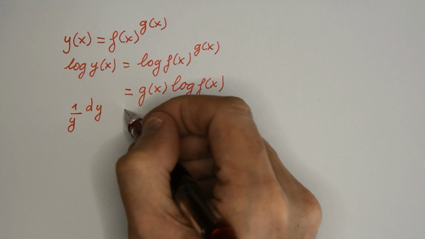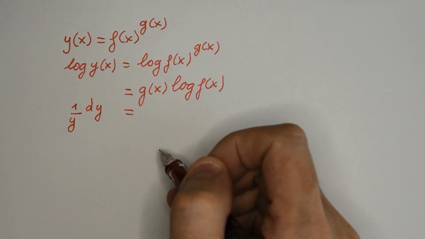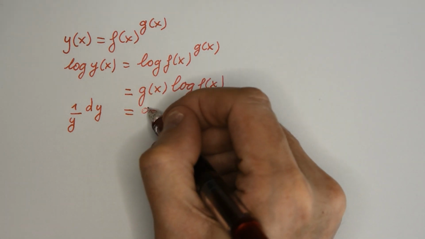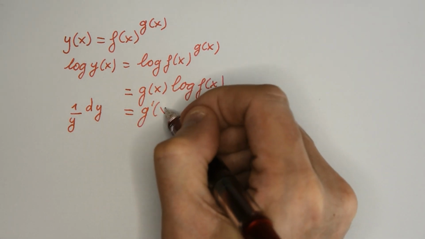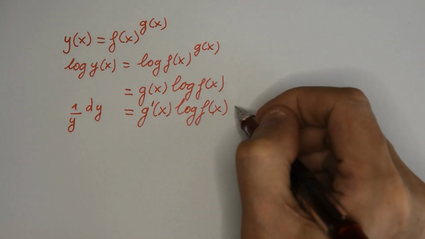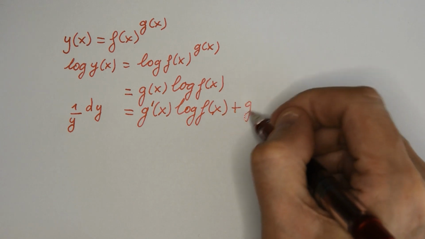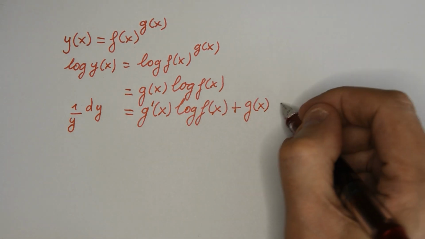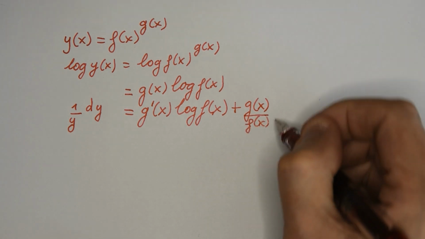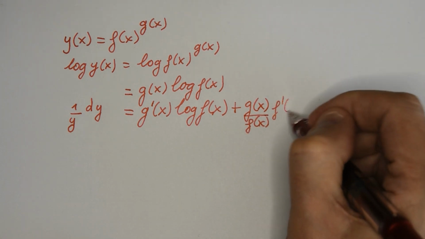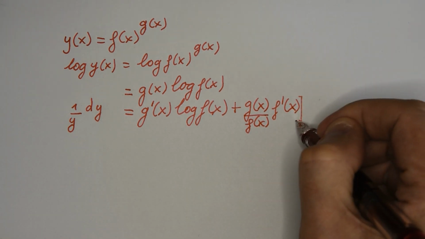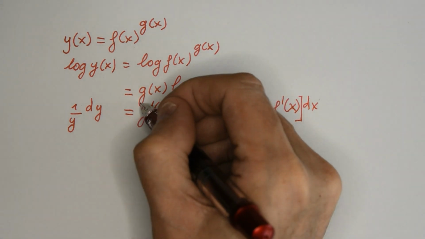And then the right hand side is going to be the differentiation of this function. First I'm going to use the product rule, so I'm going to differentiate the first component, g(x), and write out the second one. And then I'm going to write out the first one and differentiate the second one, which is 1 over f(x) times the derivative of f with respect to x times dx. This all goes with dx.